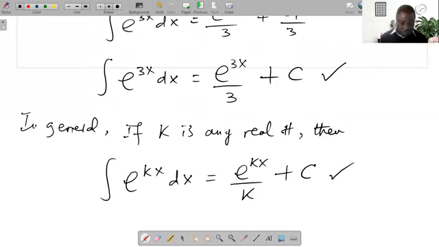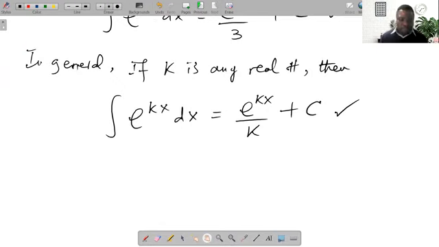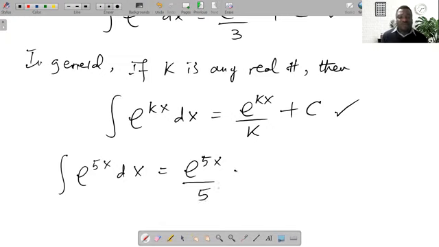Is that okay? Yes. So it doesn't matter what you are given, you should be able to do this easily. If you are given the integral of e to the 5x dx, you just have to understand that this is going to give you e to the 5x over 5 plus your c. That's it. Okay.